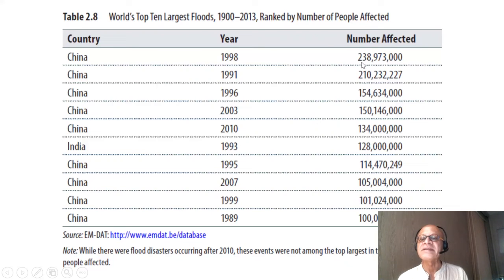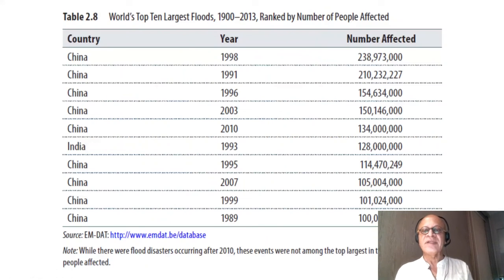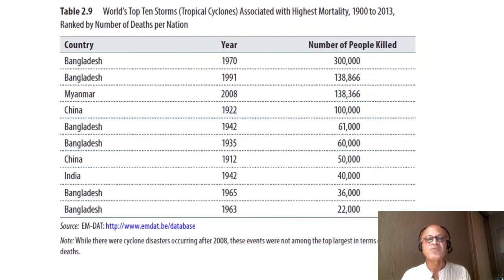It's 238,973,000 at the top here, and 100 million and 10,000 people on the last one here in 1989. So these are really, really large numbers of people affected, and if you consider these health outcomes, especially contamination of water resources and stress-related mental health and so on, as centrally controlled and efficient as the Chinese government may be in disaster reduction, managing so many people who may be displaced and affected in health and resources and food and so on is not going to be easy.